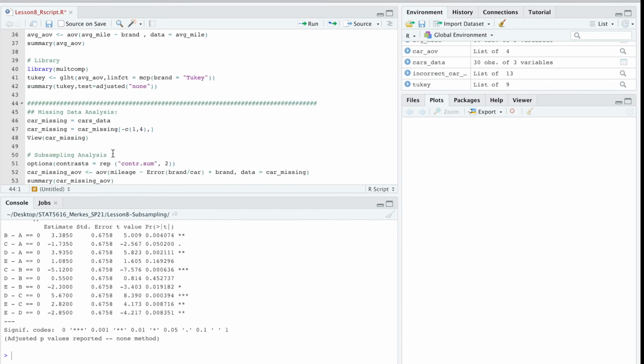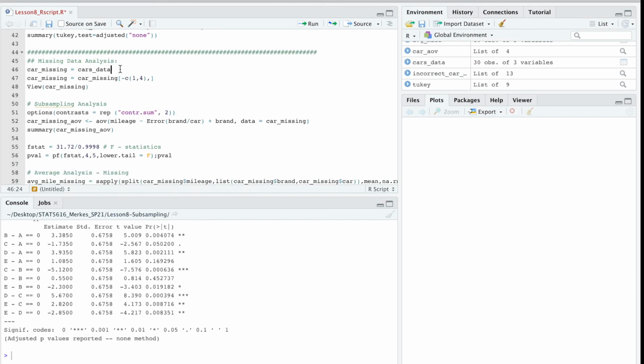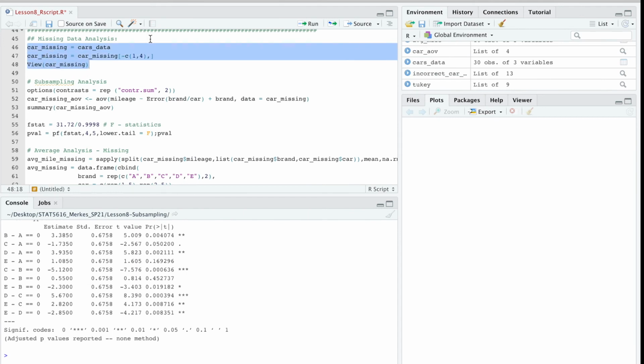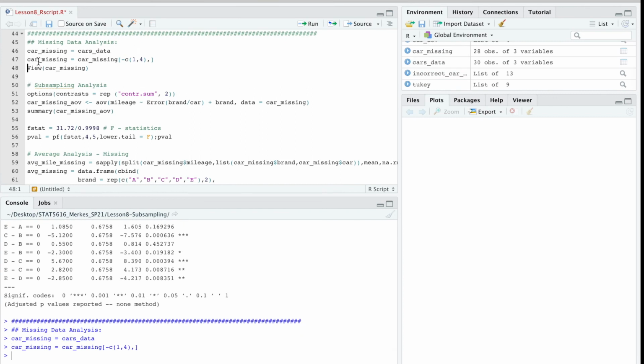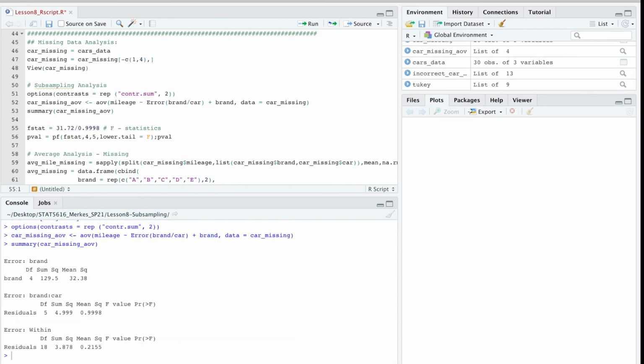In our lesson 8D video, I did a missing data analysis in JMP. Here's doing the same thing, so I'm loading the cars data into a new variable called missing so that I can remove observations 1 and 4. I run the subsampling analysis, I calculate my F-stat. Let's just do this. Boom, boom. Be careful not to keep rerunning this or else it will keep taking off points. We're going to run this and we're going to get our summary.